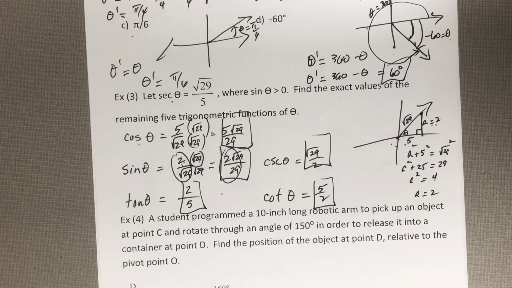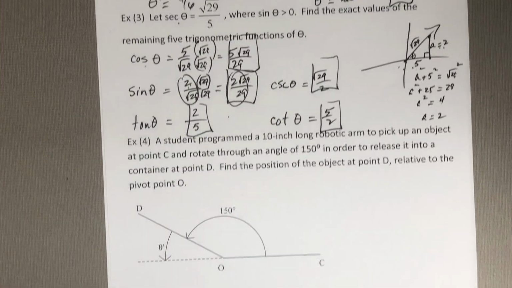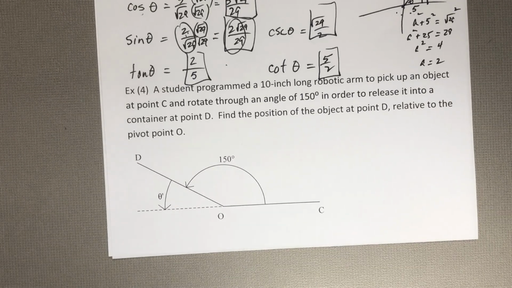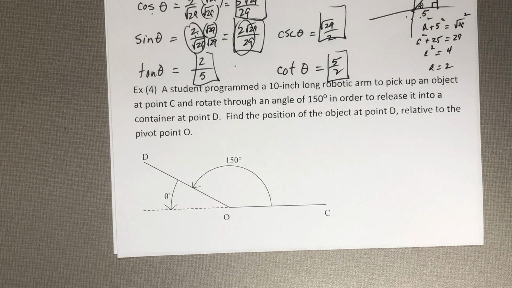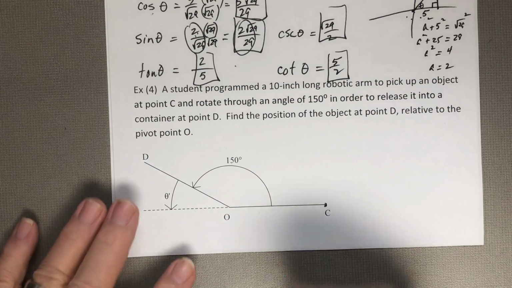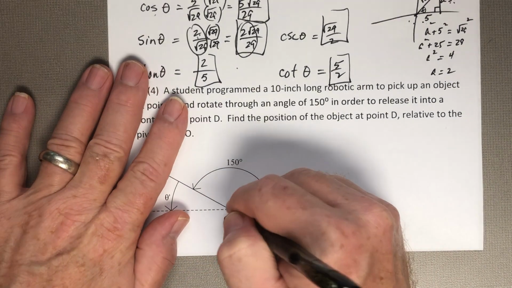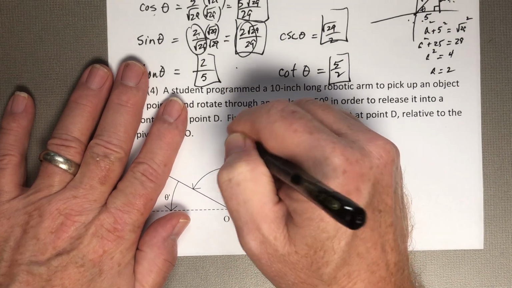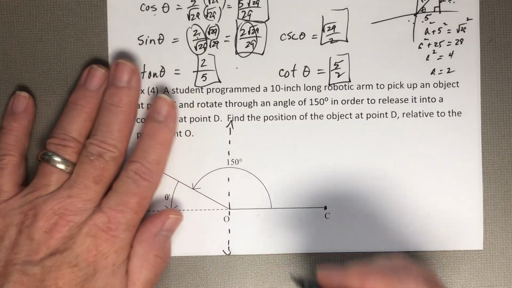All right, let's go down to example number 4. Example number 4 says, a student programmed a 10-inch robotic arm to pick up an object at point C, and rotate through an angle of 150 degrees in order to release it into a container at point D. Find the position of the object at point D relative to the pivot point O. Well, when they say pivot point, I'm going to make that the origin of my coordinate system.